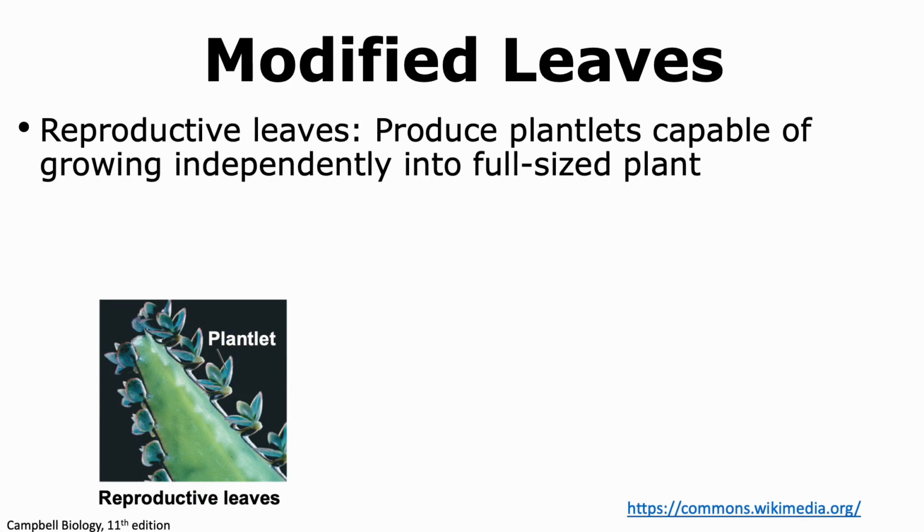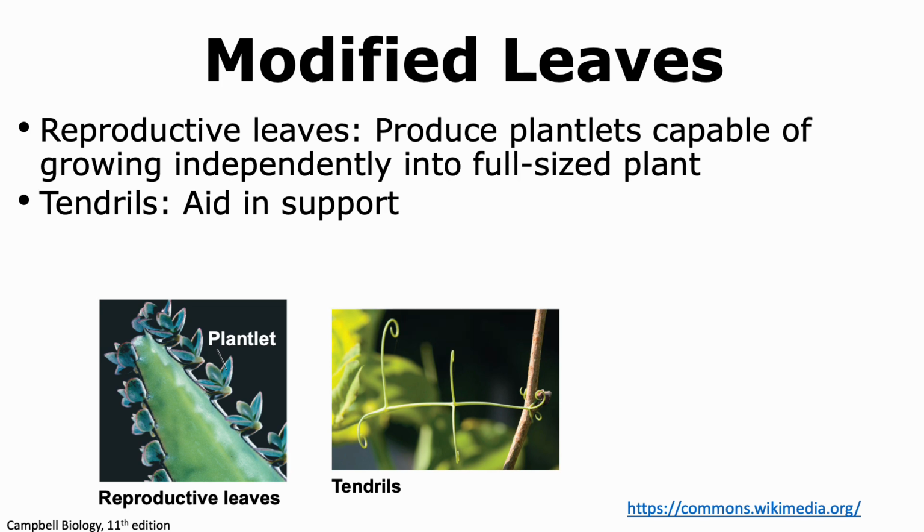Reproductive leaves can produce small plants called plantlets that are capable of growing independently into a full-sized plant. This is an example of vegetative or asexual reproduction that is observed in plants. Tendrils are modified leaves that can provide support to the plant. Some tendrils are modified stems, while others are modified leaves.